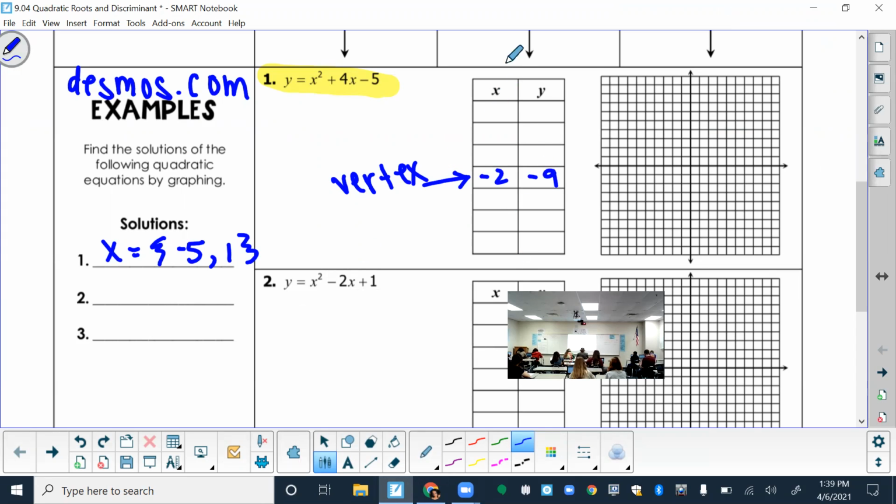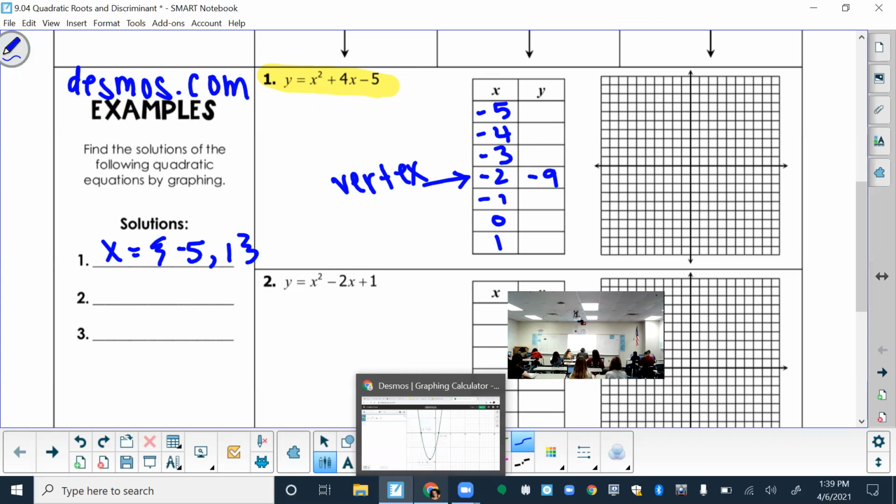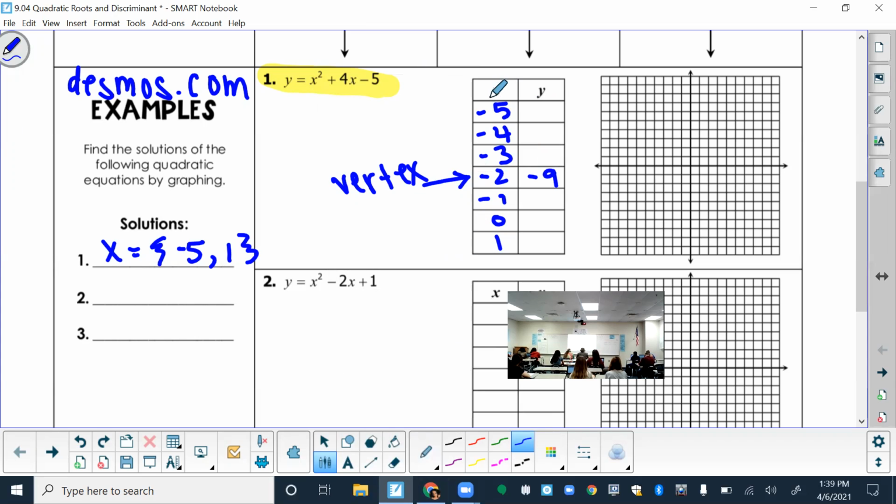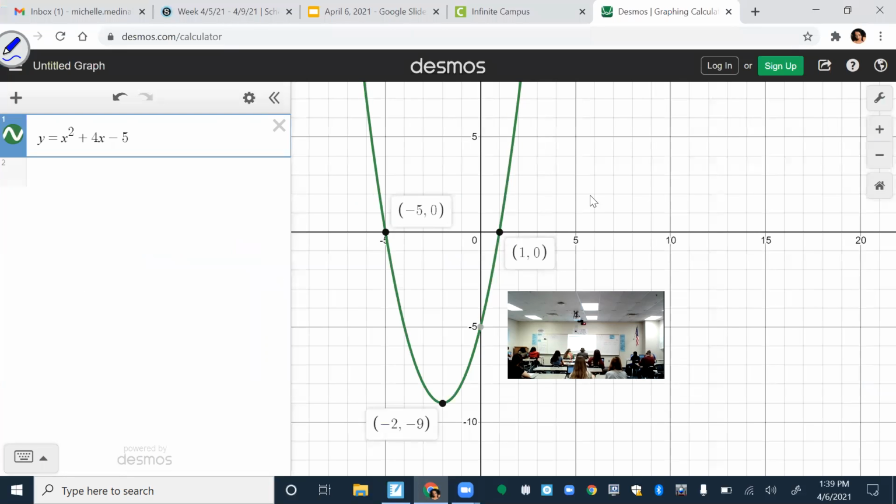And then I would fill in the rest of my table. All right, my x values would be numbers that are near -2. And then my y value, I could plug in my x values and solve it. Or, and I haven't shown you this before, but maybe you figured it out. If I go to wherever x equals -5, for example, on my graph, all right, what's my y value at x equals -5? So then I would fill that in my table.